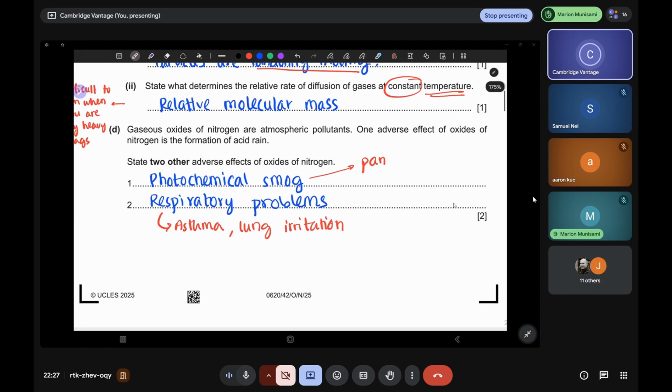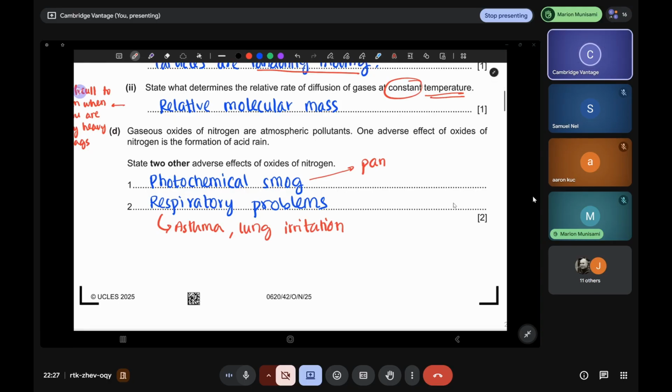Alright, and the next question, it's about oxides of nitrogen. Gaseous oxides of nitrogen are atmospheric pollutants. One adverse effect of oxides of nitrogen is the formation of acid rain. So this one is already given to us. What they asked for is state two other adverse effects of oxides of nitrogen. Now what is this essentially? This is from the chemistry of environment chapter. The ones that have finished the syllabus should have covered this chapter as well.